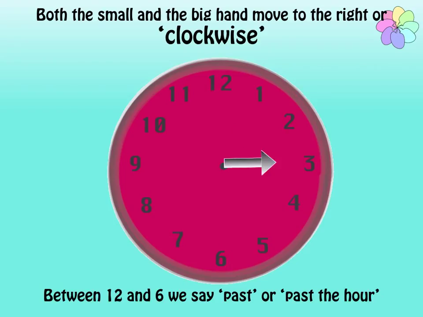Both the small hand and the big hand move to the right, or clockwise. Between 12 and 6 we say past, or past the hour.